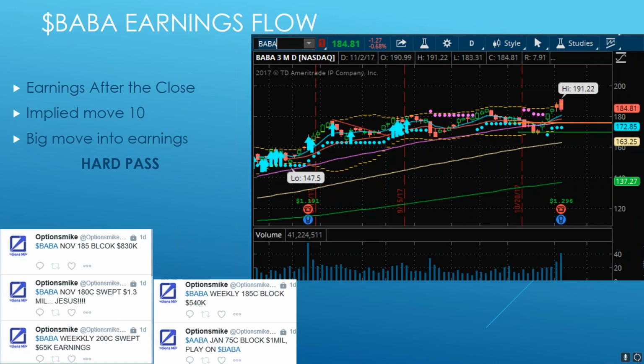Poof. Worthless today. By the time it opened, wiped out. Not because it was down a lot, because BABA was about break even at that point, but because the implied move was 10 plus. If you don't get that move, they decay the options quickly. They take the IV out before they let you do anything. You're done. You're toast. So any type of options flow, when you see options flow for earnings, guys, for me, it's always a hard pass.